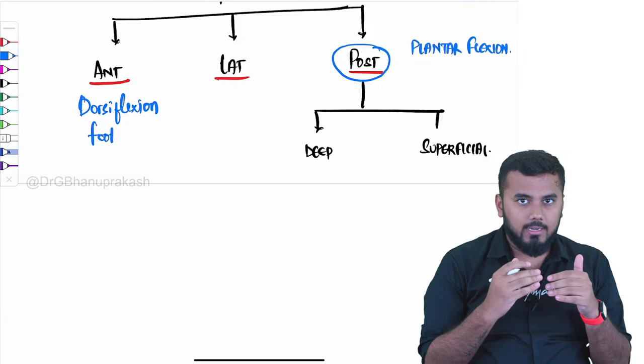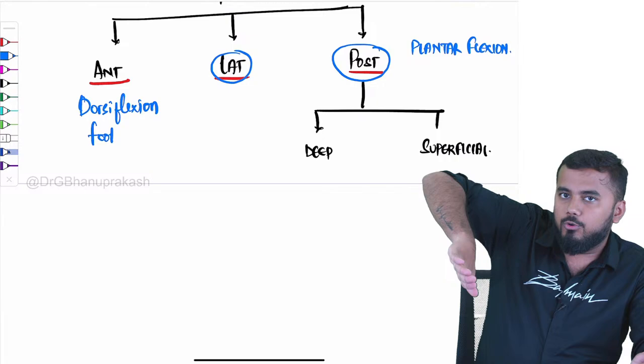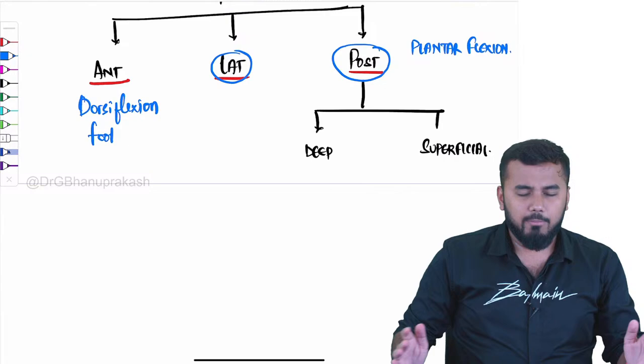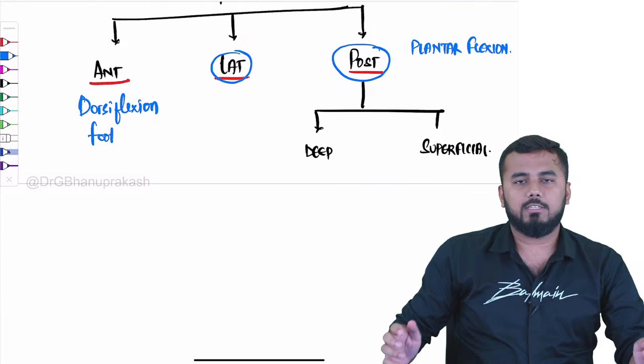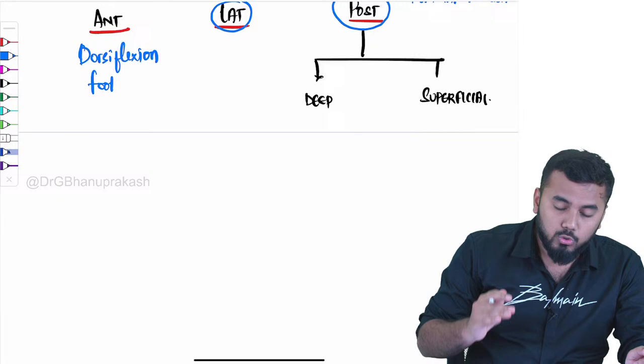Now, when it comes to the lateral compartment, this is the leg, this is the foot. Look here, I can turn my foot like this. This is called eversion. Whenever you visit a temple or any place where you worship, you first wash your legs. How do you wash? You rotate your leg like this, you do dorsiflexion, you do plantar flexion, and all the way you wash it. This action is called eversion. The muscles in the lateral compartment are called evertors.